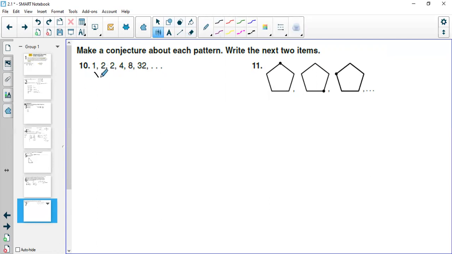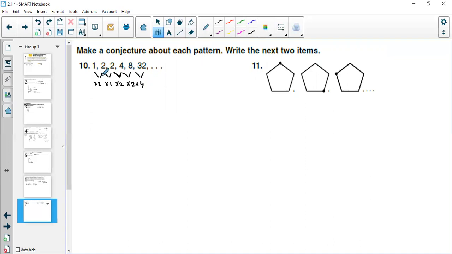So this was multiplied by 2, right? And then this was multiplied by 1. Now 2, 4, that means we are multiplying that by 2. Then 4 has been again multiplied by 2. 8 has been multiplied by 4 to get 32.